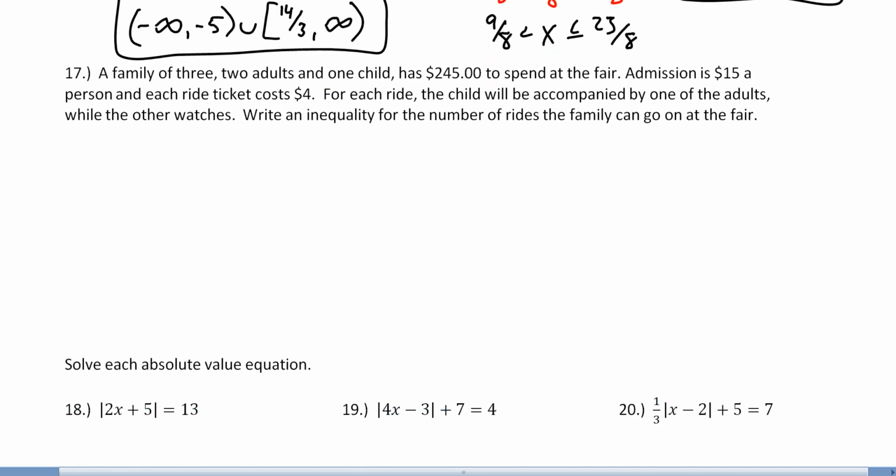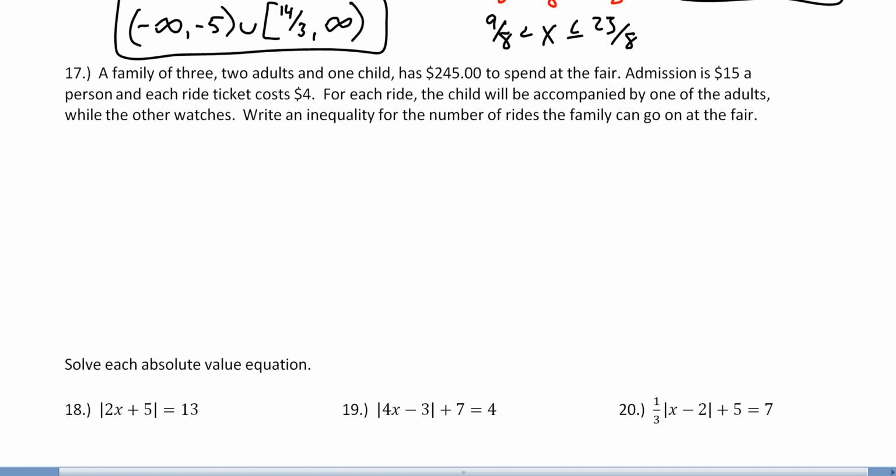The next one, we've got a family of 3 going to the fair. It's 2 adults and 1 child. They have $245 to spend. Admission is $15 a person, and each ride ticket costs $4. For each ride, the child will be accompanied by one of the adults while the other watches. Okay, so only 2 people are going to be riding each ride, and we want to figure out how many rides they can go on.